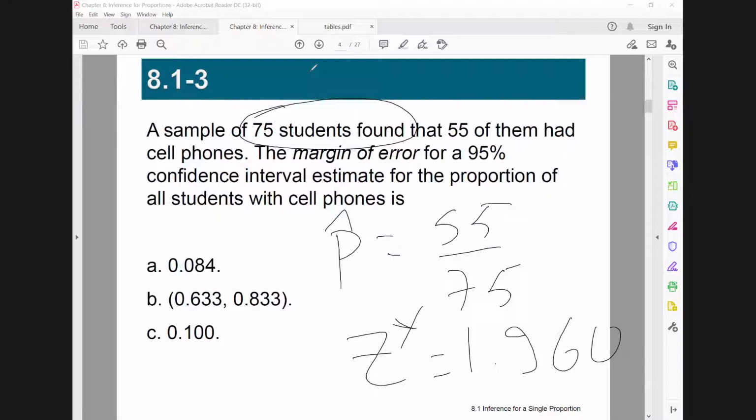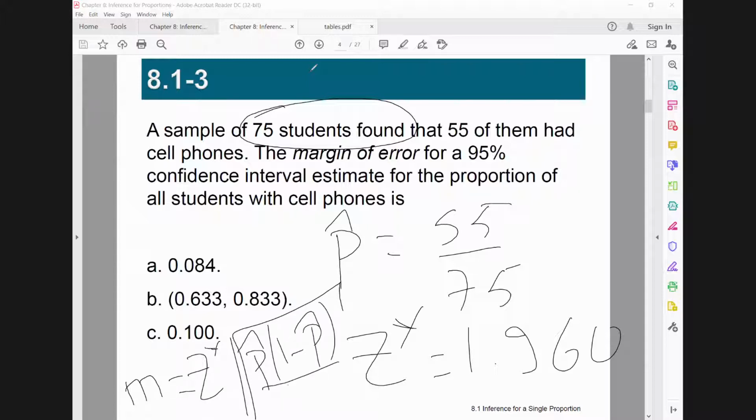Then we have Z star, we have P hat. Then what can we write? We can write M equals Z star times root P hat times 1 minus P hat over N. Of course we have all the requested values. N equals 75, Z star is equal to 1.96 and P hat is equal to 55 over 75. He requests the margin of error. The margin of error is a real number, it's equal to M. Then for sure B is not the correct answer.